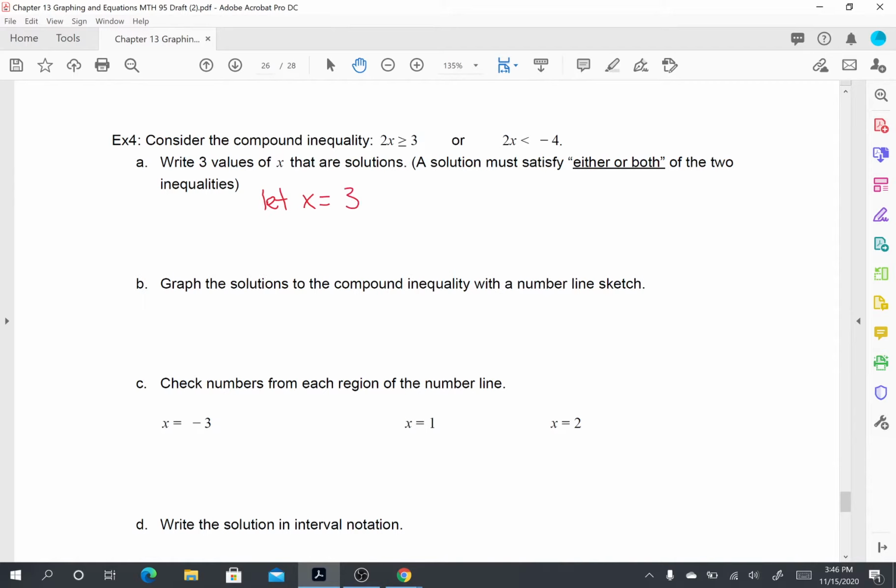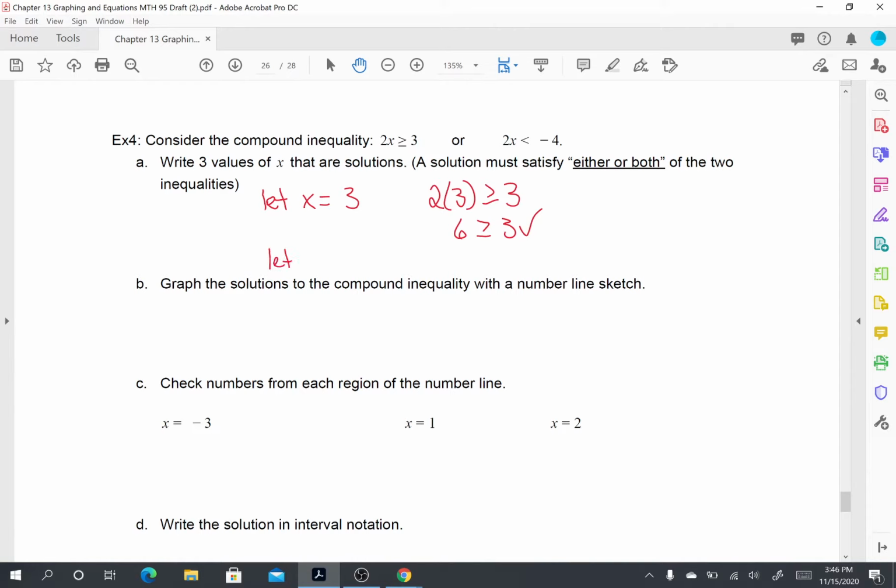And I could show that if I let x equal 3, I would have 2 times 3 is greater than or equal to 3. 6 is greater than or equal to 3. It worked in that one. But it wouldn't have worked in the other one. That's okay, because it said either or both. It's working in one of them. So let's choose another one.